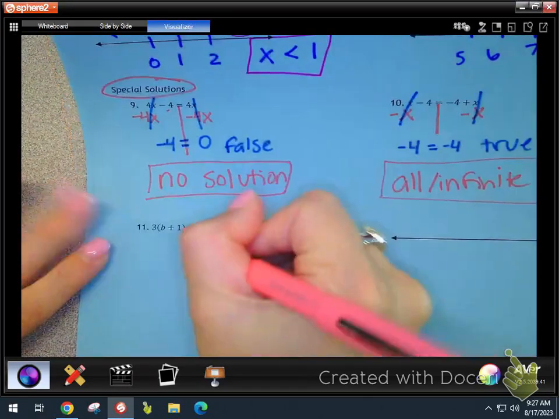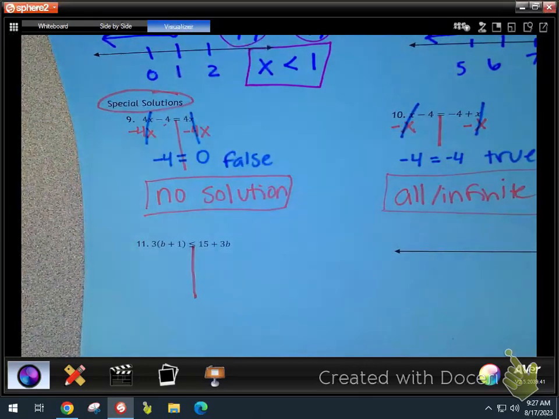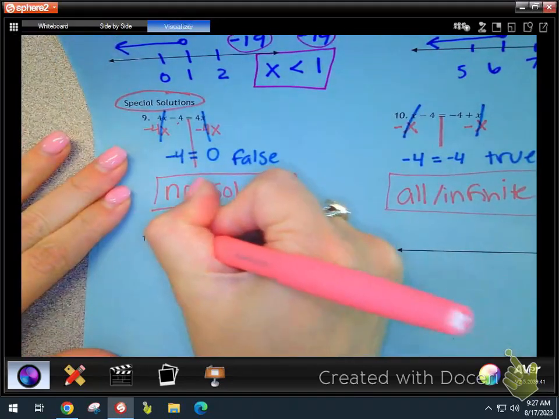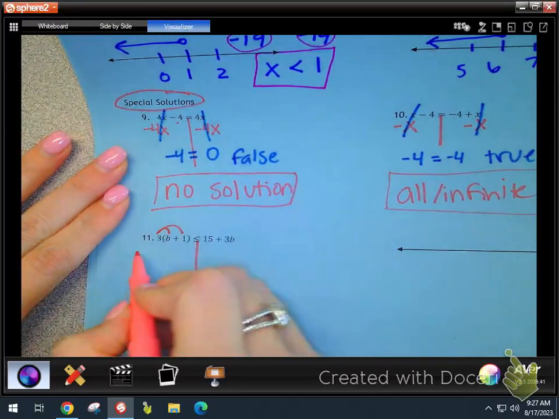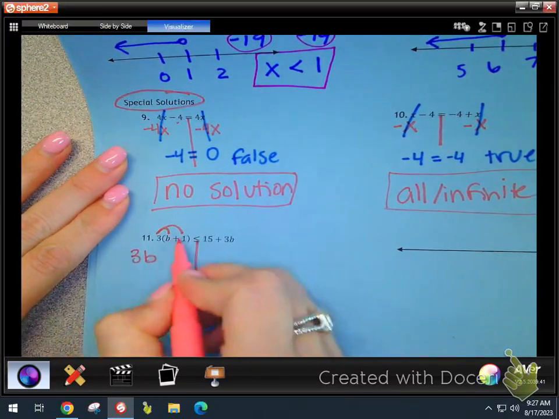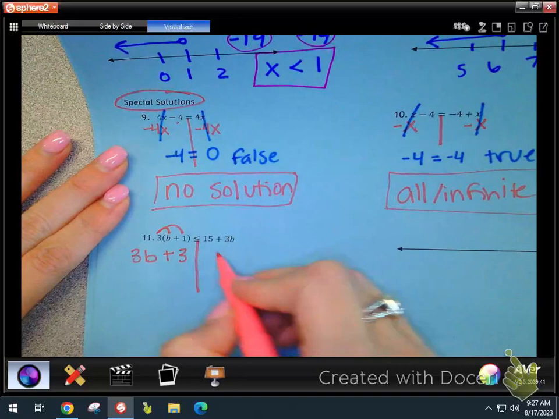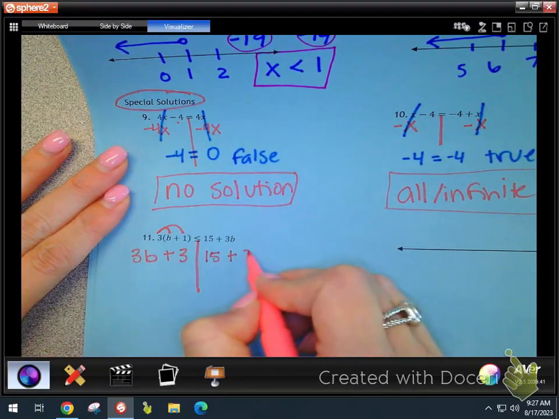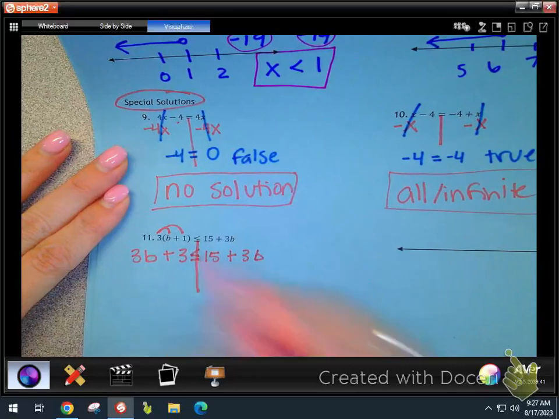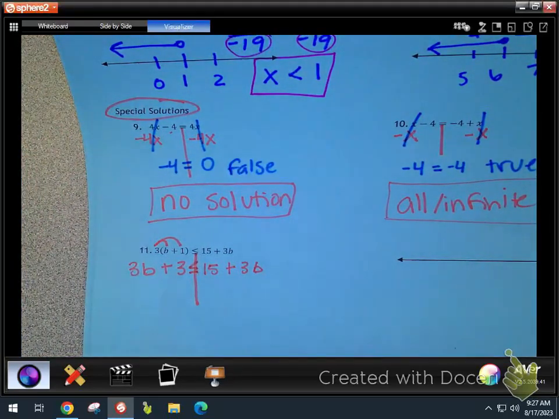Draw your line. Okay? Do we have to distribute on the left-hand side? Yes. Why? Because there's parentheses. 3 times b is 3b. 3 times 1 is? On the other side, do we have to distribute? No. Let's just write it down. And I'm also going to just bring my sign down with it. I would keep bringing that sign down, because I've seen some of you guys start with an inequality and all of a sudden switch it to an equals in the middle. Don't do that. Okay?